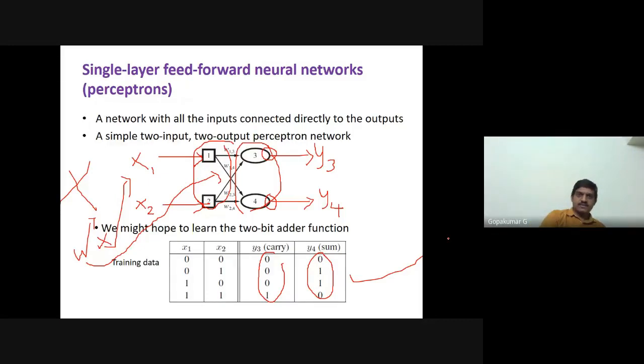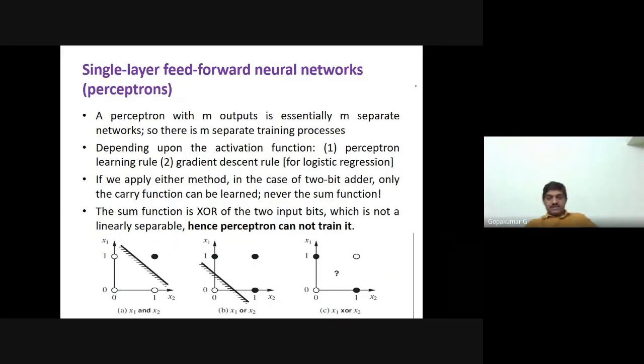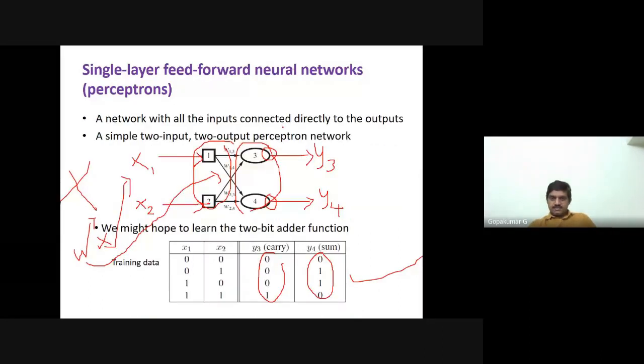That's the point. If you consider the carry points, you can see that there is one 1 and three 0s. The 1 comes when both the inputs are 1. So that is a logic function called the AND function. That is, when both the inputs are 1, you'll have an output of 1, but in all other cases you'll have zero as the output.